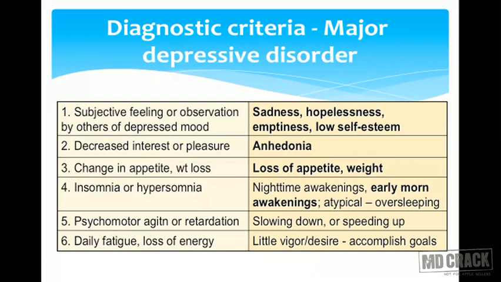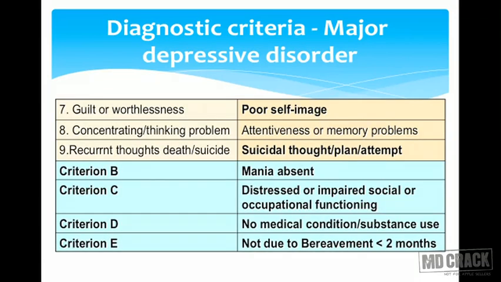We go to the next 3 symptoms on the next slide. Symptom number 7, a sense of guilt or worthlessness, which is called poor self-image. Number 8, problem in concentrating and thinking, so there are attentiveness or memory problems. And the last one is recurrent thoughts of death, or the attempt, thought or plan for suicide. This is criterion A. You have to have 5 out of these 9 symptoms.